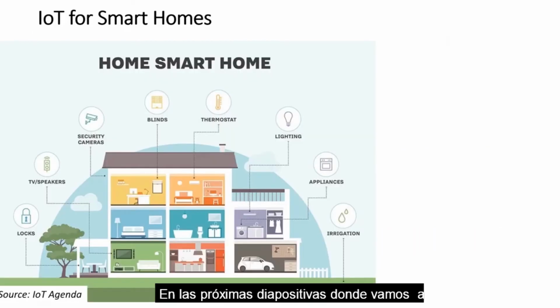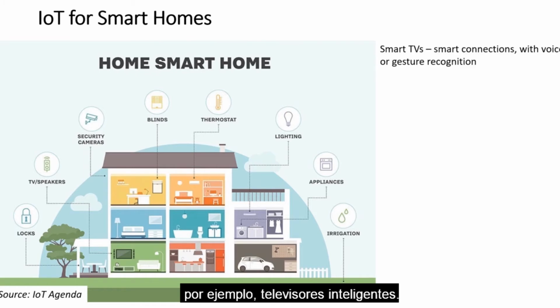In the next slides, we're going to look at the applications of IoT, and the first example would be IoT for smart homes. At present, there are many applications of IoT in our homes. For example, smart TVs. We are all aware that modern television sets are able to connect to the internet with numerous smart features, for example, voice or gesture recognition.